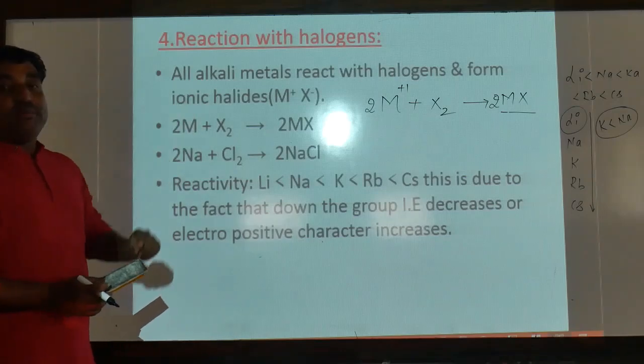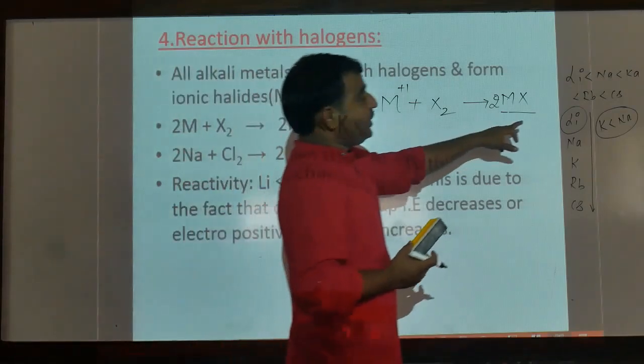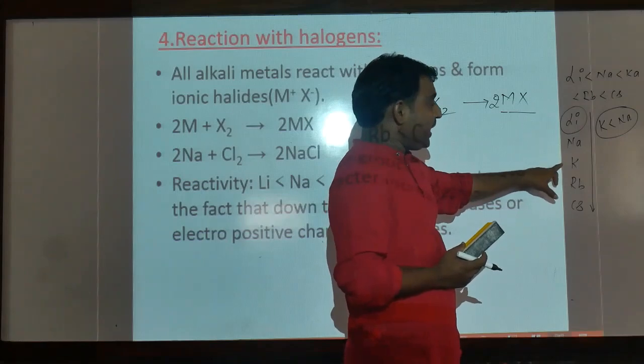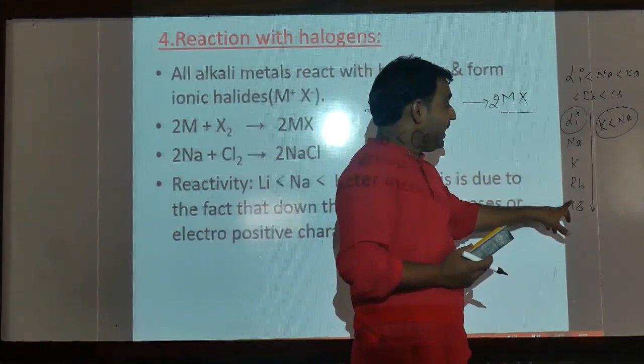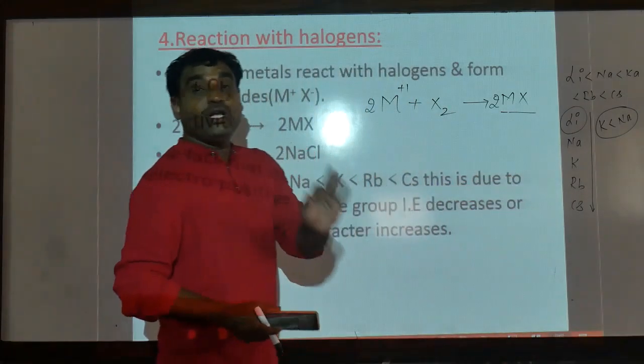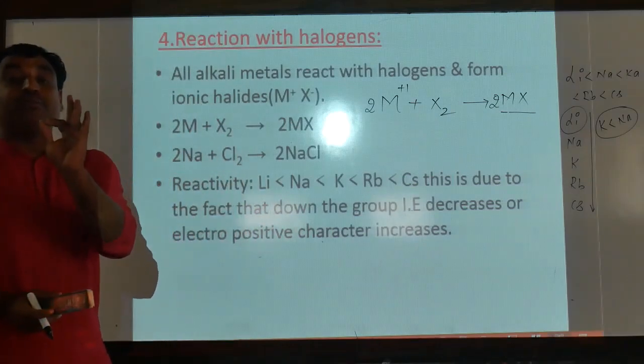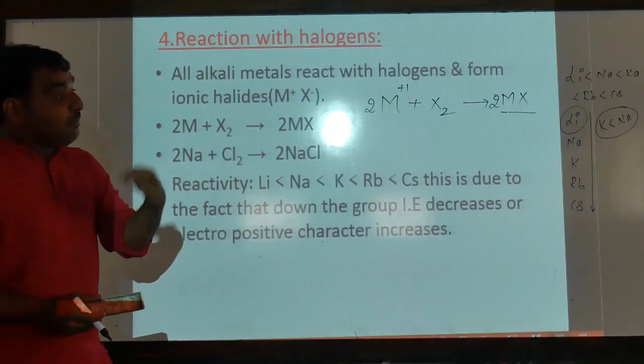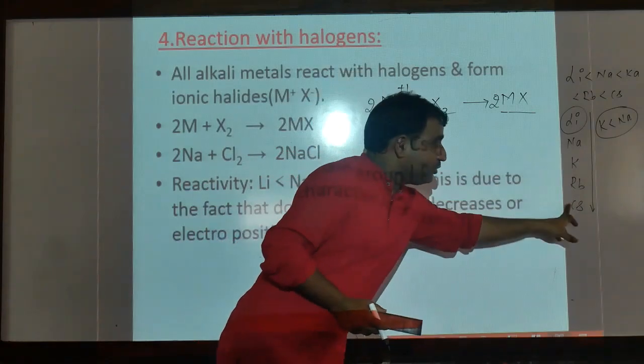In case of metal halides like lithium halide, sodium halide, potassium halide, rubidium halide and cesium halide, only the lithium halides will form the more covalent compound compared to the other halides, sodium to cesium.